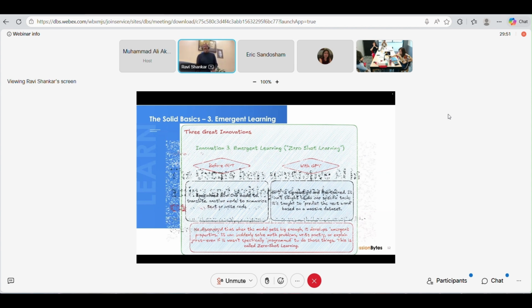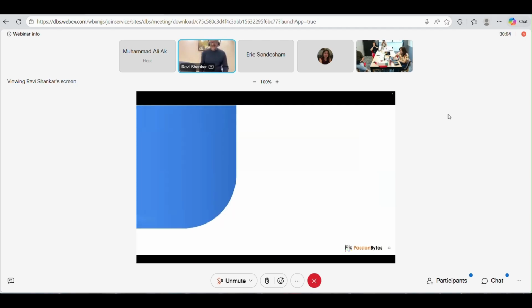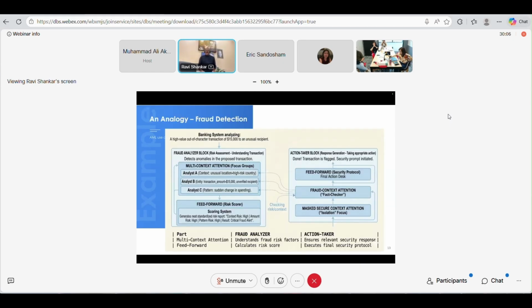All these things coming together, will it affect humanity? No. There is great news from 10 days back that AI cannot participate in getting an Oscar award. Well, that is good. So, let's take an example and come to banking.